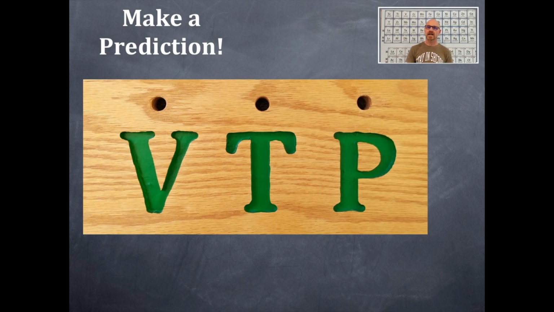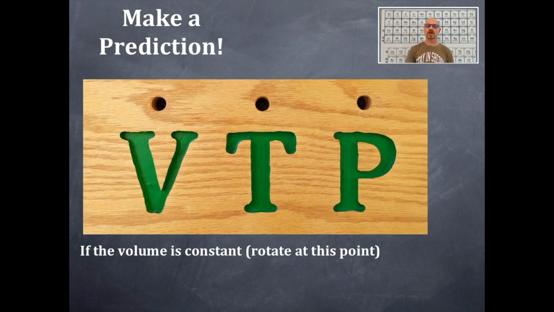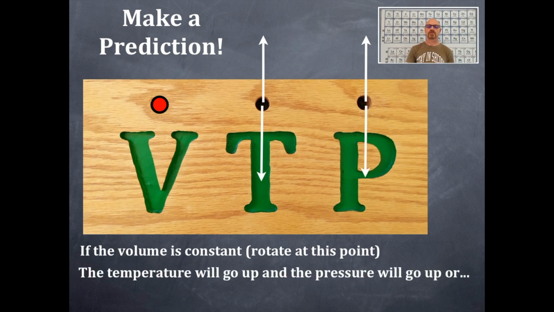As always with these kinds of problems, I want you to make a prediction as to which direction this process will be occurring. With Gay-Lussac's law, the volume is being held constant. So on this piece of wood, we're going to rotate at the volume because the volume is being held constant. As you follow those two arrows, as the temperature goes up, the pressure goes up. And likewise, as the temperature goes down, the pressure goes down. So it is a direct relationship with Gay-Lussac's law. All right, let's do a problem.